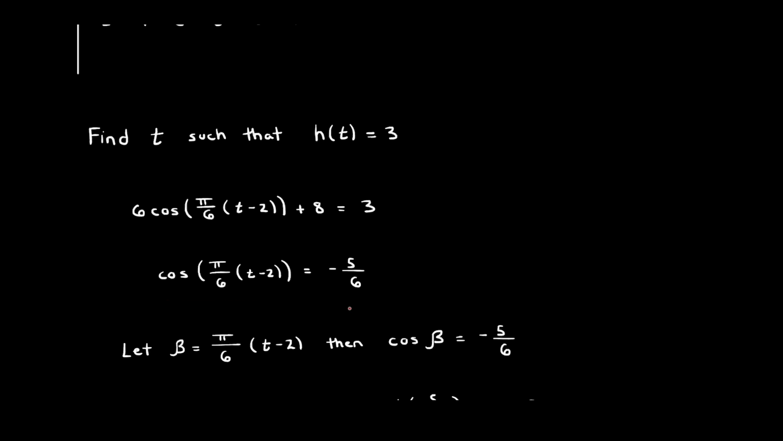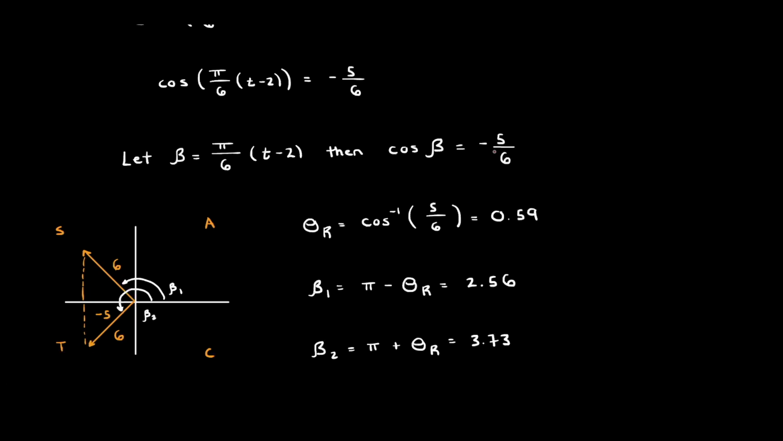And now let's introduce a new variable, beta. Beta is going to represent this inside argument. And that's going to simplify our equation to cosine beta equals -5/6. And now we do the same exercise. The problem has told us that cosine is negative, right? Cosine is negative. When is cosine negative? Cosine is negative in the second and third quadrants, right?